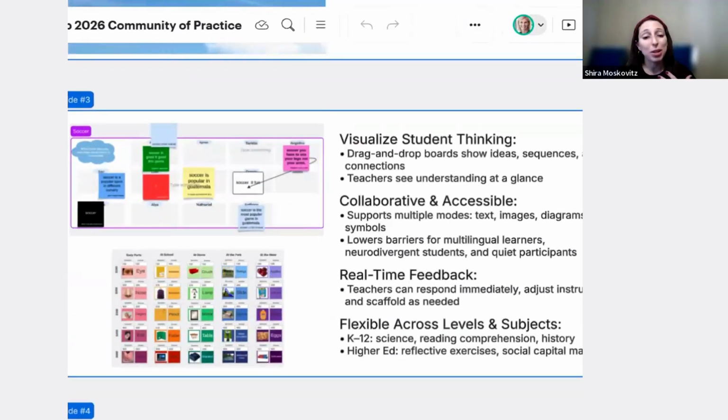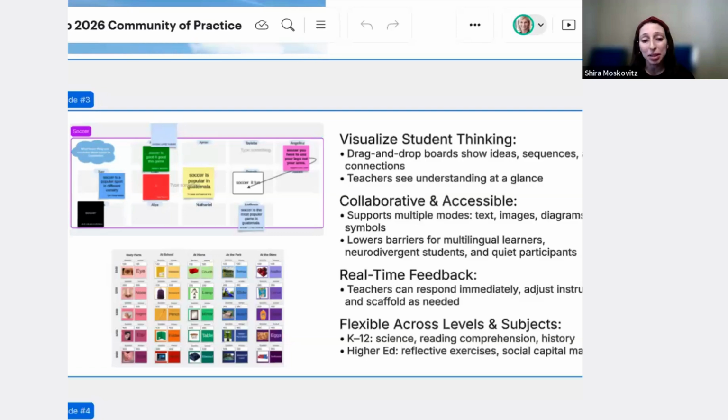And this comes up in a lot of different ways. And I brought a whole bunch of examples. So one thing I just want is visualizing student thinking when we do things like drag and drop boards, sequences. I can see it at a glance. I also really benefit a lot from collaboration because a lot of times learning isn't an individualized process. Learning itself is collaborative. So the assessment piece at this point can be as well.